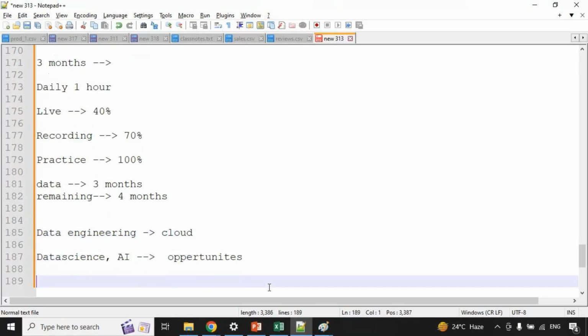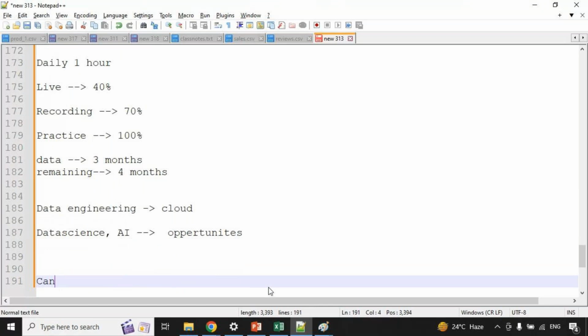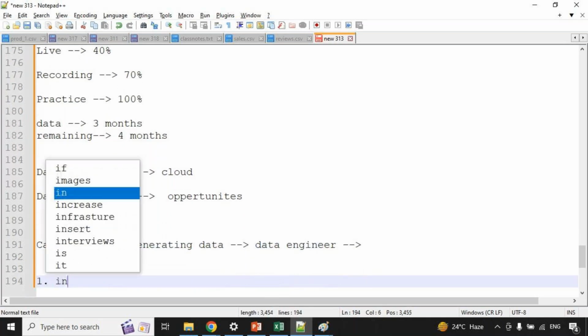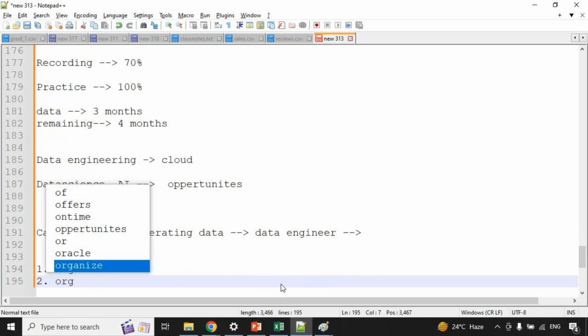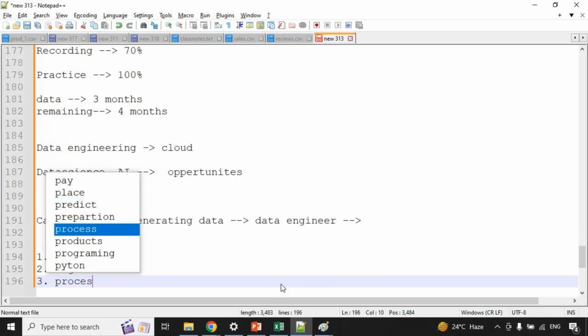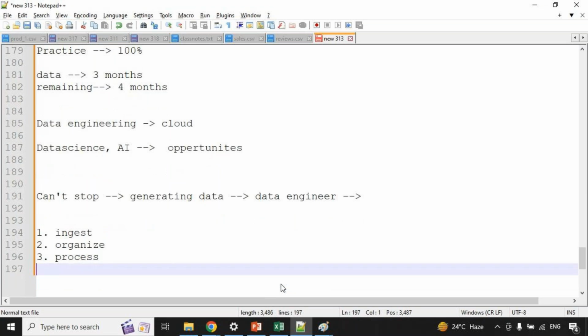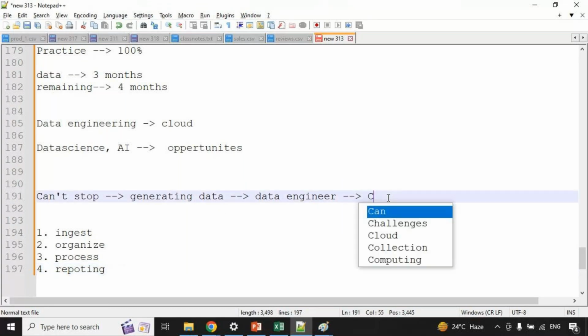You cannot stop generating the data. You cannot stop generating the data. Here the data is generated, and the data engineer is responsible to organize the data. The data engineer is responsible to ingest the data, organize the data, process the data, and provide the data to reporting. So you cannot stop generating the data. Until the data is generated, the data engineer position is safe. That too you are going to learn in the cloud.